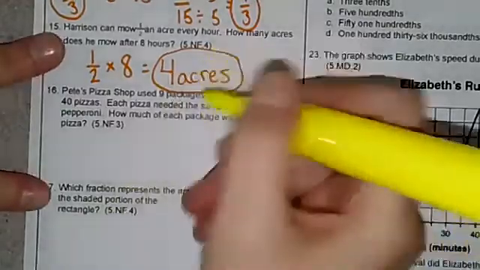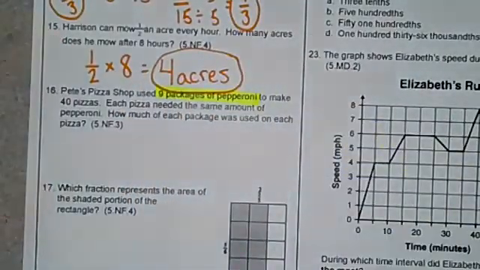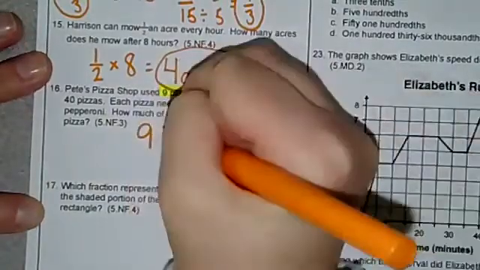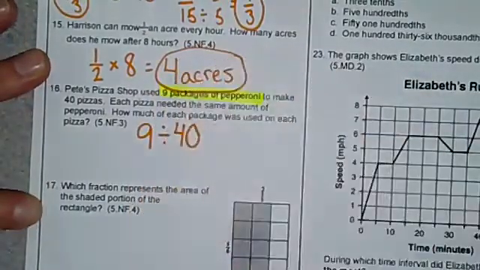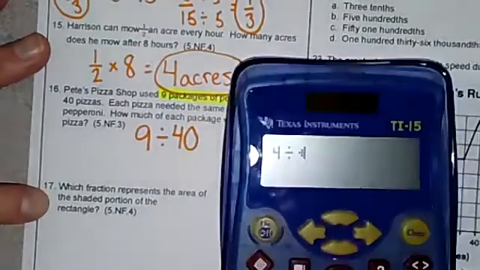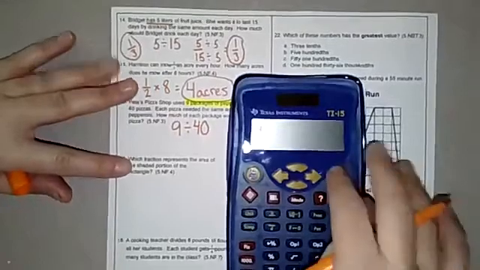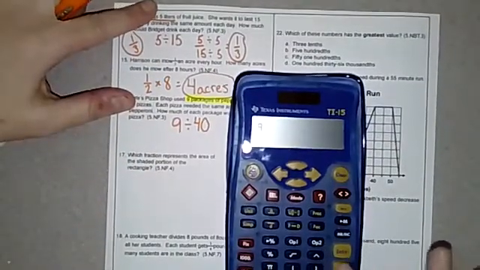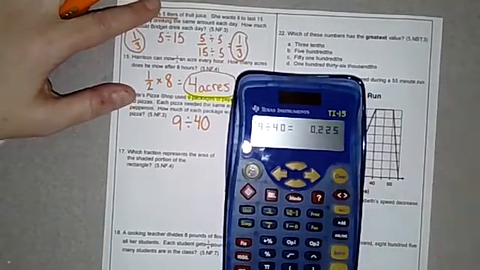Good. I'm dividing up the pepperoni, because I'm splitting it between all these different pizzas. So I've got 9 packages divided between 40 pizzas. Use your calculator. Miss Ross, seriously, you are going to be able to on your test. So I've got 9 divided by 40 equals that funky thing.